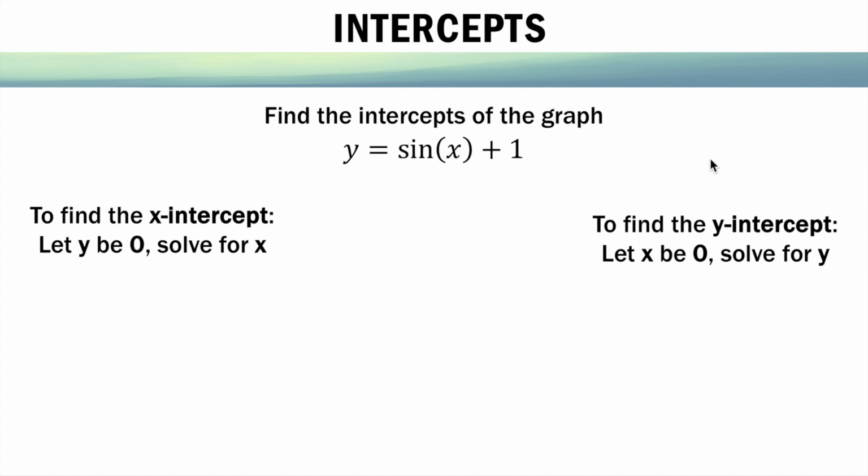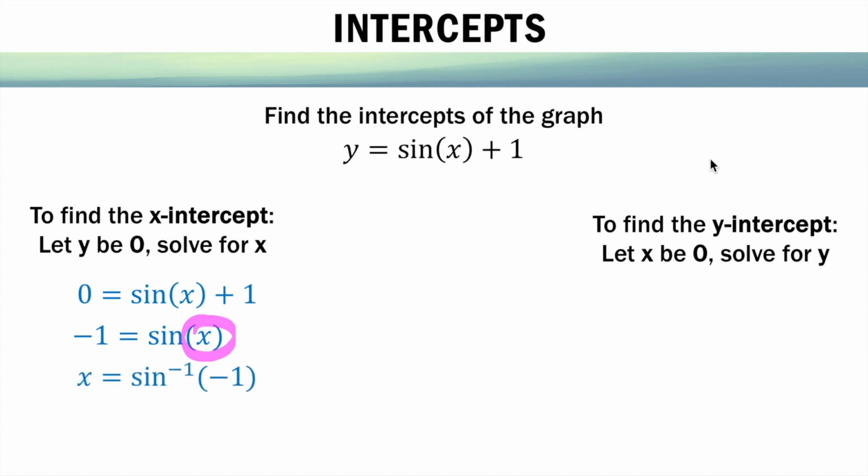Let's try this one, sine of x plus 1. So again, to find the x-intercept, we're going to set it equal to 0, let y be 0. And we're going to solve for x, so we'll subtract 1 from both sides. Now, how do you get the x out of that sine? So you're going to take the sine inverse, basically. So what angle gives you a sine of 1? 270 degrees or 3 pi over 2. And most of the time we're actually working with radians, not degrees in calculus.